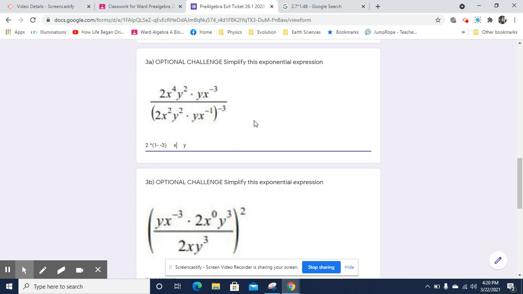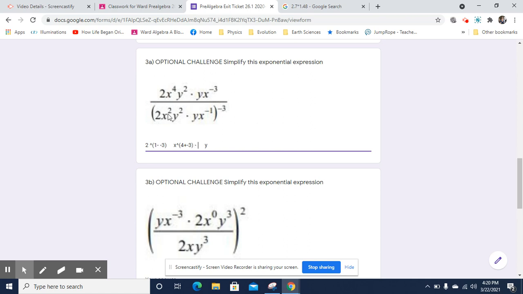Now let's deal with the x's. So up here, I've got x to the fourth and x to the third. So that's going to be x to the 4 plus negative 3. And then down here, I'll say minus, like that, and then minus.